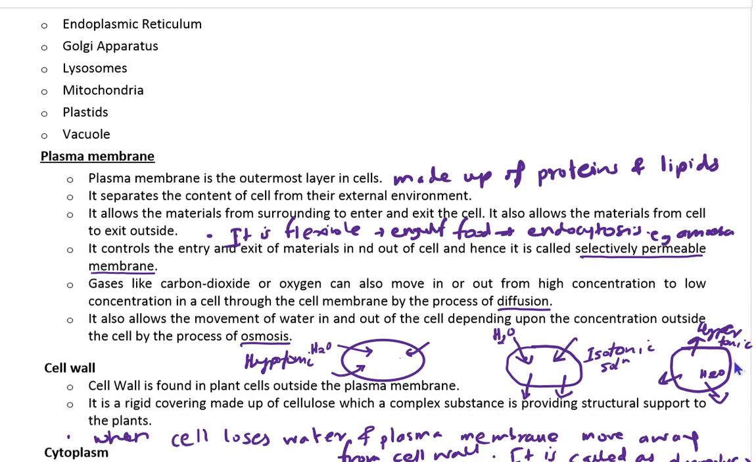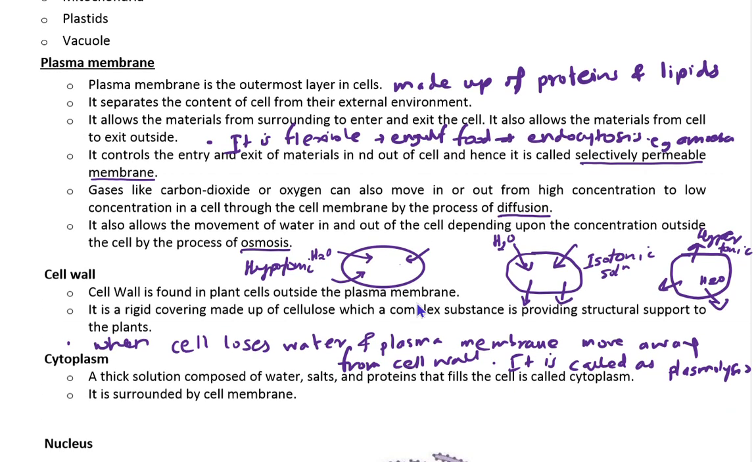Third case, when the solute particles are higher in the outer environment than in the cell. In such a case, the water from inside the cell moves out of the cell and the cell shrinks. So in this case, the solution is called a hypertonic solution.